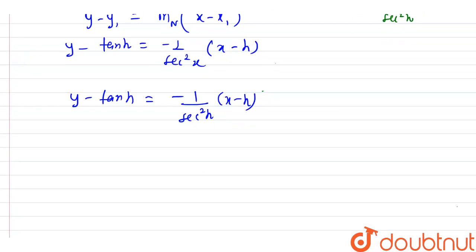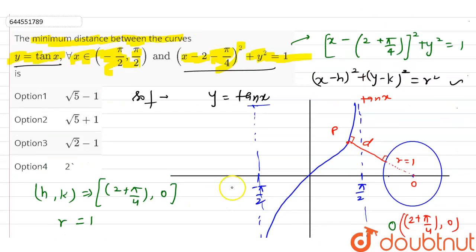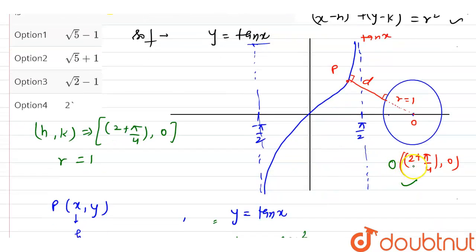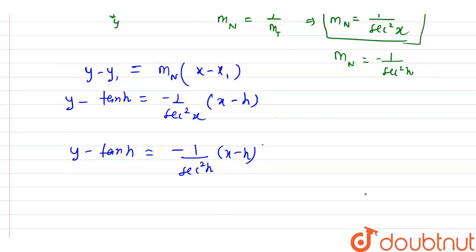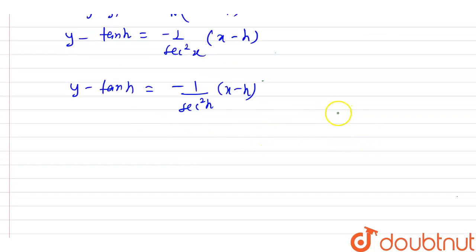Now this is the equation of the line, basically this red line. This red line passes through the origin of the circle, and this center coordinate is 2 plus pi by 4 comma 0, and this line should satisfy this point. Let me write here the point O, which is 2 plus pi by 4 comma 0. Why? Because this line will pass through this point, because it is the center of the circle, and any normal will pass through the center of the circle.